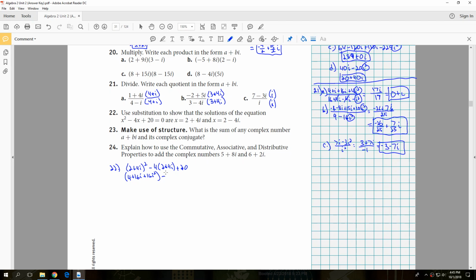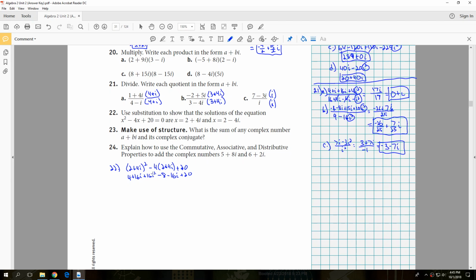And then minus, I'm going to go ahead and distribute. Actually, I could probably get rid of these parentheses. And then I'm going to distribute the -4. So that would be minus 8, and then minus 16i. I'm sorry, plus 20. Don't forget about that plus 20 hanging out there.